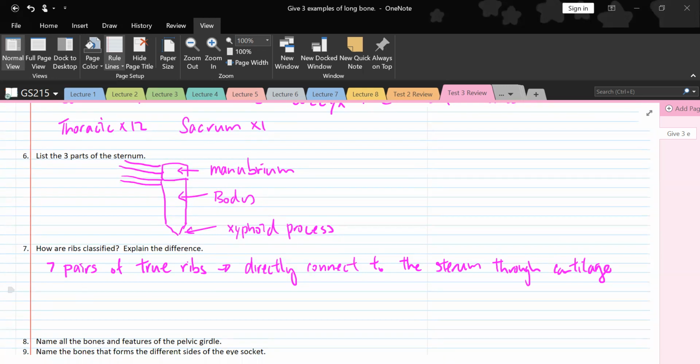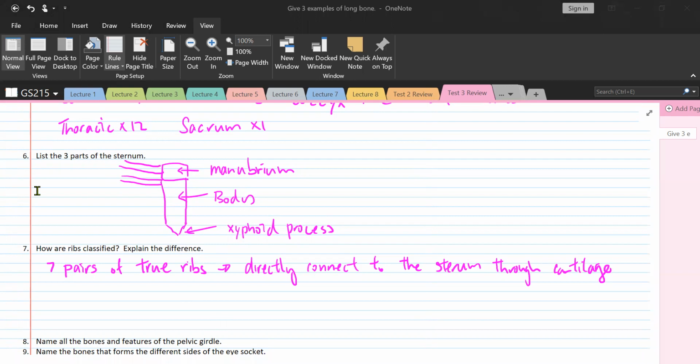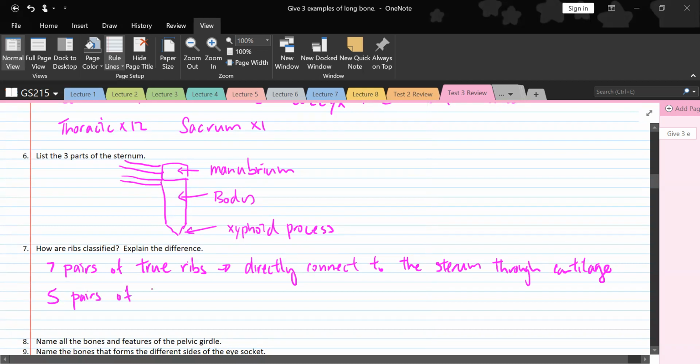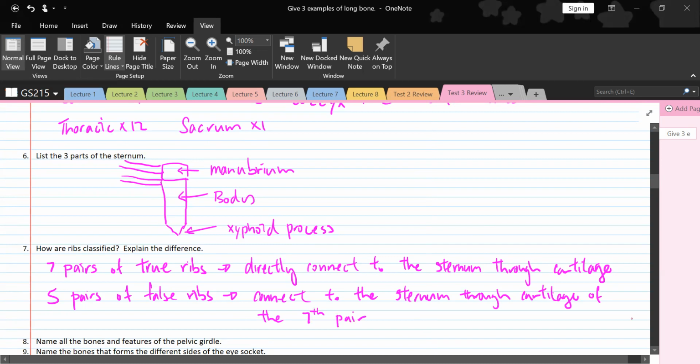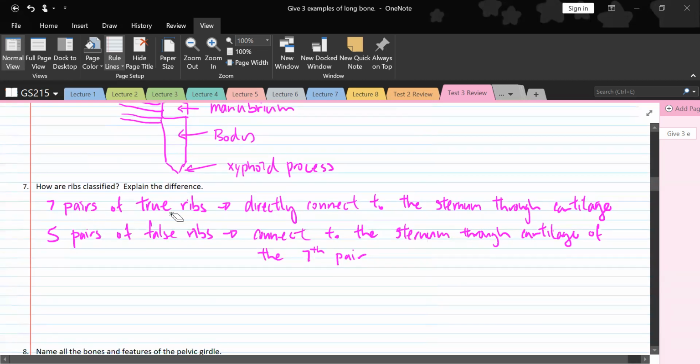And how many pairs of false ribs do we have? 7 pairs of true ribs, and then that's right, we have 5 pairs of false ribs. Yeah, false ribs. They don't have their own cartilage, right? They connect to the sternum through cartilage of the 7th pair. Okay, so they don't have their own. They just gonna piggyback right on the 7th pair.